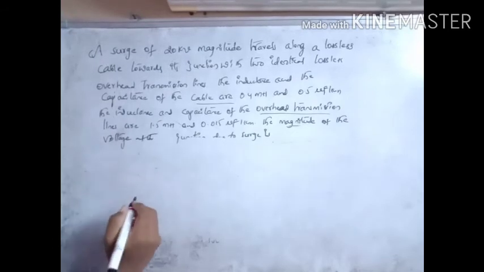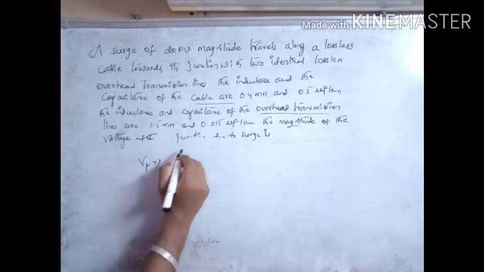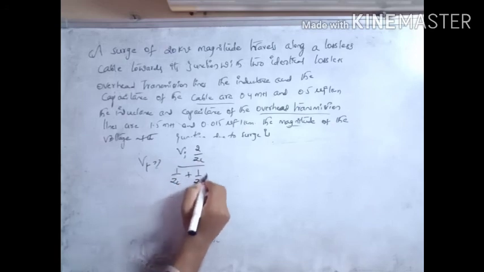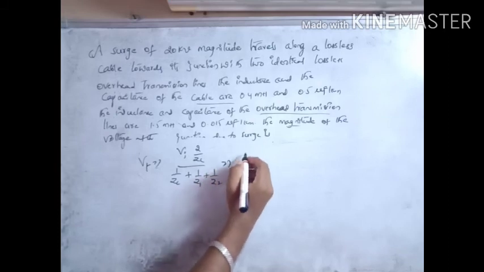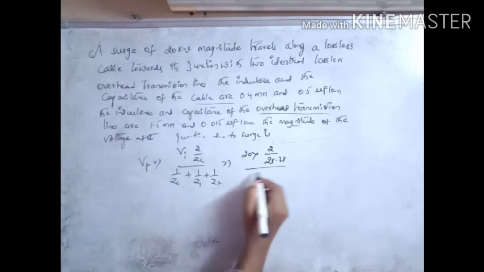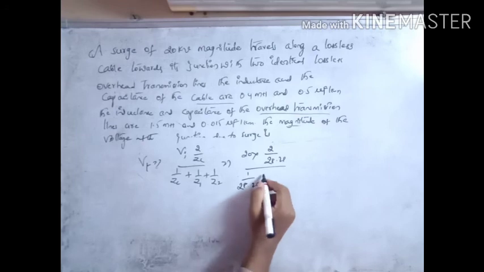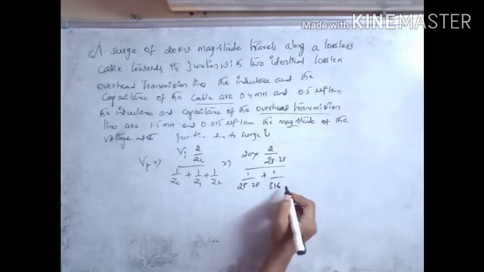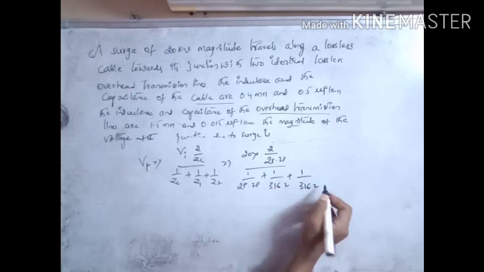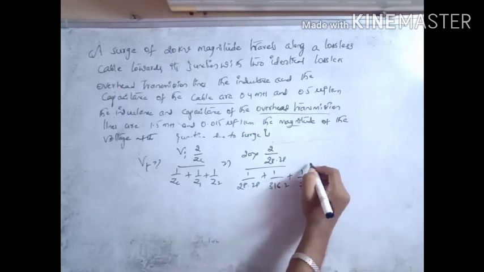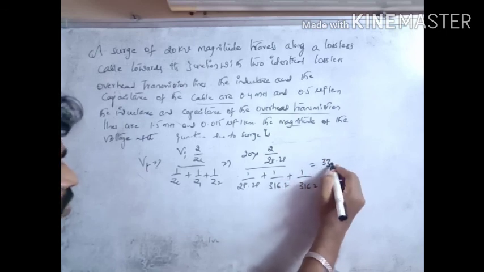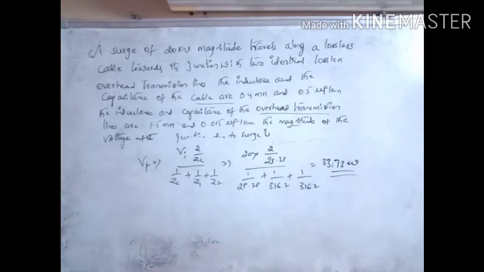And we have to calculate the magnitude of voltage. The voltage at the junction due to surge, Vt, equals Vi into 2 by Zc divided by 1 by Zc plus 1 by Z1 plus 1 by Z2, which equals 20 kV into 2 by 28.28 divided by 1 by 28.28 plus 1 by 316.2 plus 1 by 316.2, which equals 33.93 kV. This is the answer.